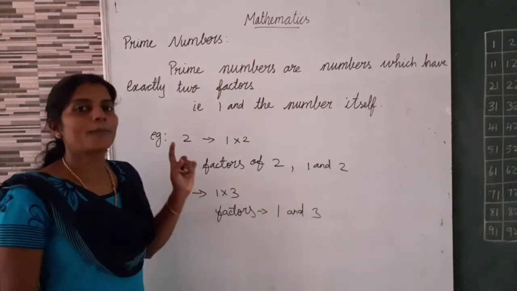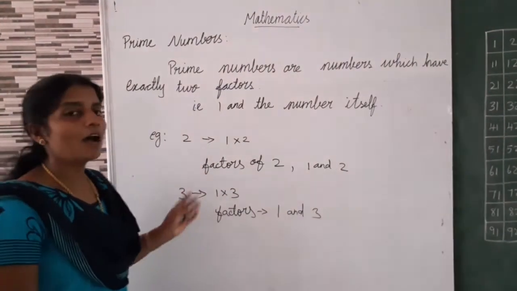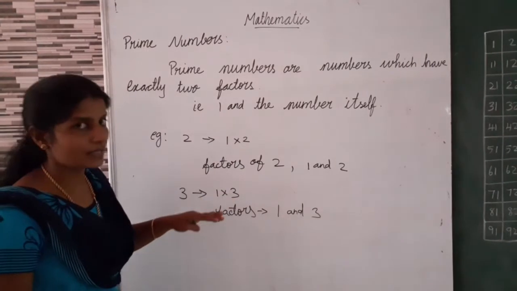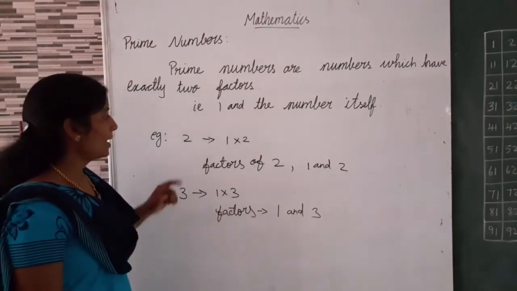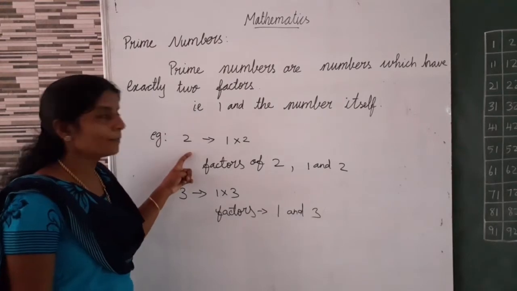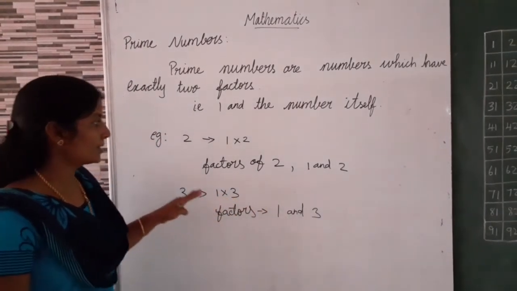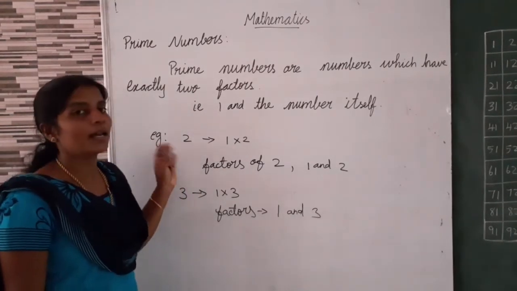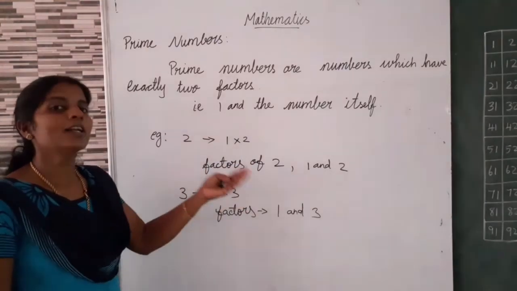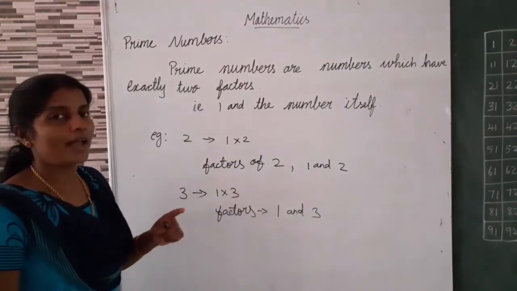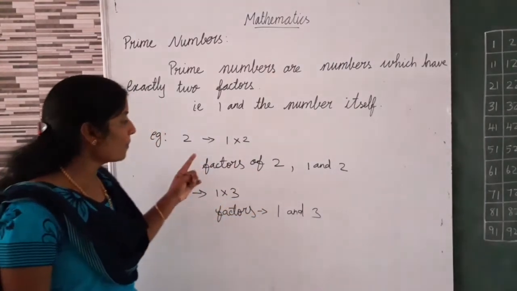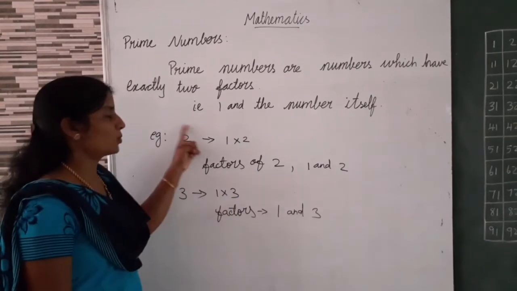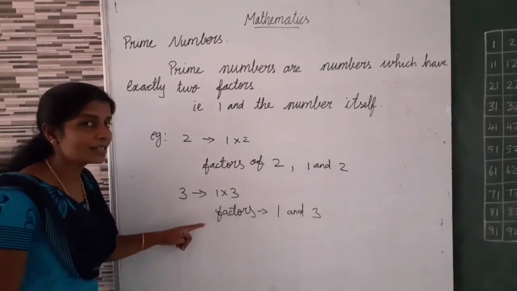So 3 is also a prime number. Now listen, all even numbers except 2, the remaining even numbers are composite numbers, because they have more than 2 factors. Only one even number is a prime number, that is 2. The remaining prime numbers are all odd numbers.